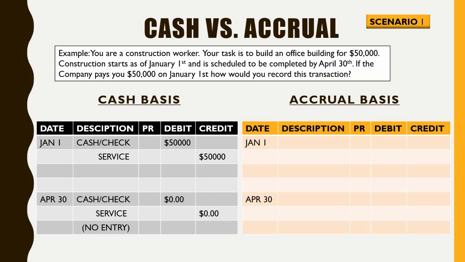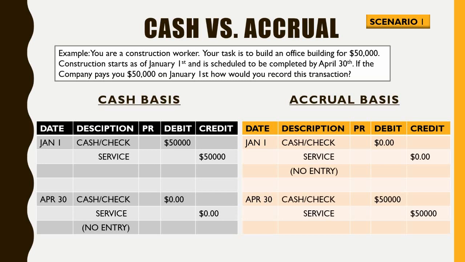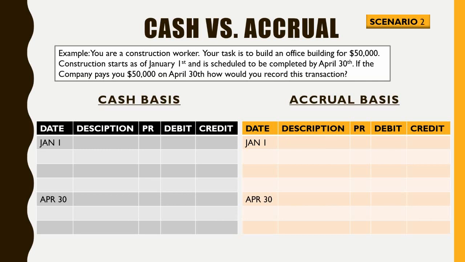Now let's talk about an accrual basis. The job is not scheduled to be completed until April. So what are you going to record in January? No cash. You record nothing. But in April, because the job has been completed, that's where you're going to record the $50,000, regardless of whether you received the cash or not, because you can always bill them. Does this make sense? Okay, all right, I'm going to do another example here.